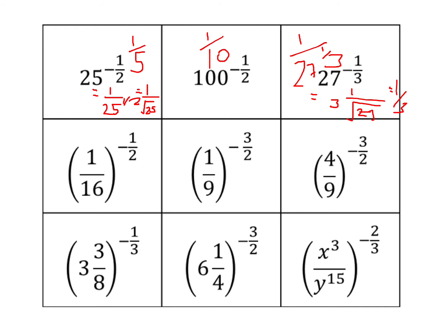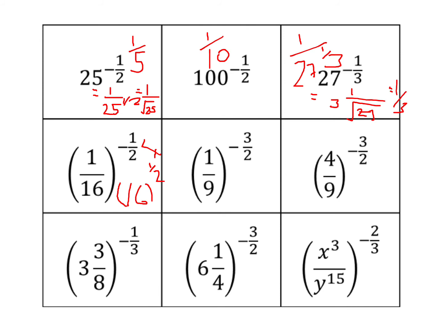Right, next one, guys. 1 over 16 to the power of minus a half. I flip it, so 16 over 1, which is going to just be 16. So 16 to the power of a half is the square root of 16, which is just 4. Okay, 4 times 4 is 16.